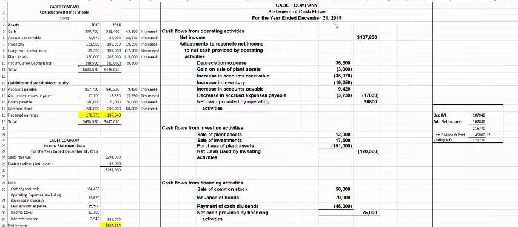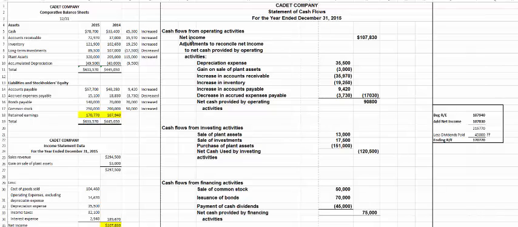Again, notice December 31st, 2015 is matching up with our balance sheet as of this period. We would begin by pulling off net income from the income statement. We are doing the indirect method. So pull off the 107,830. Notice that each section is labeled cash flows from operating activities, investing activities, and financing activities.